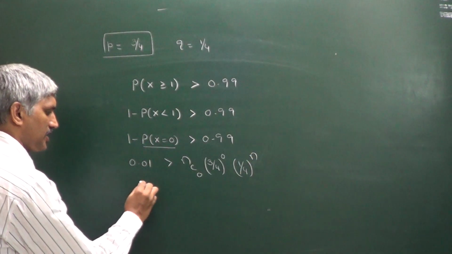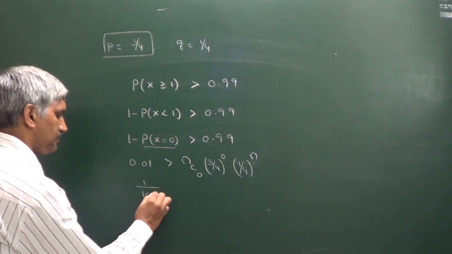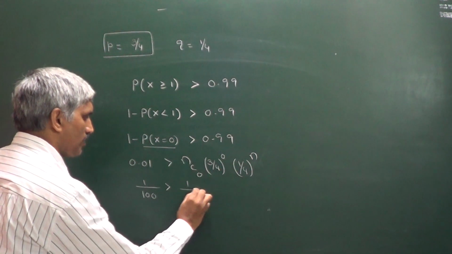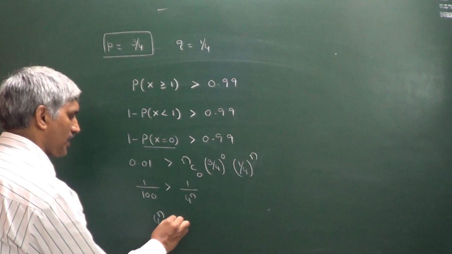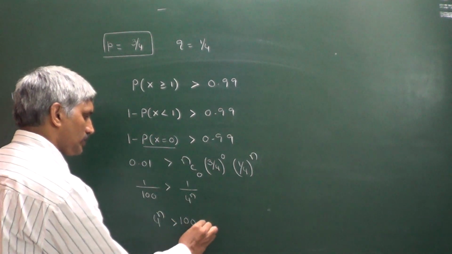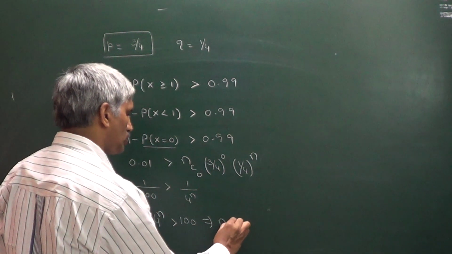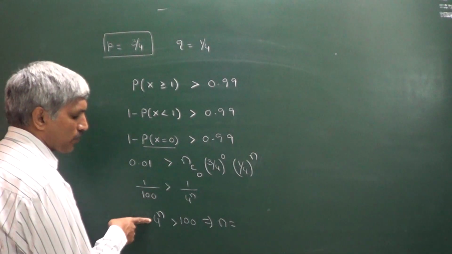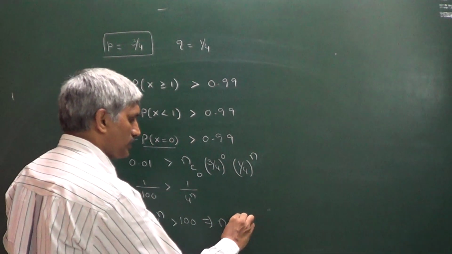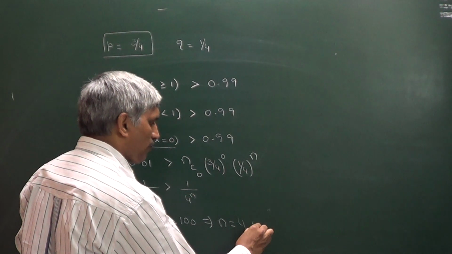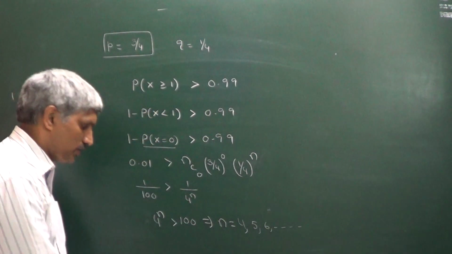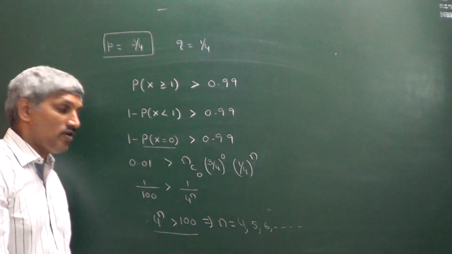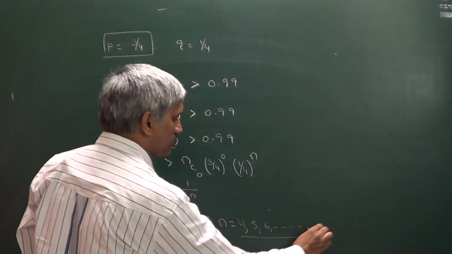Now this we can write as 1 by 100 is greater than 1 by 4 to the power of n. Now I can write 4 to the power of n is greater than 100. This is true for n equals 4, since 4 cube is 64, so n equals 4 is true. 5 also it is true. 6 also it is true, and so on. This inequality is true for n equals 4, 5, 6 and so on.